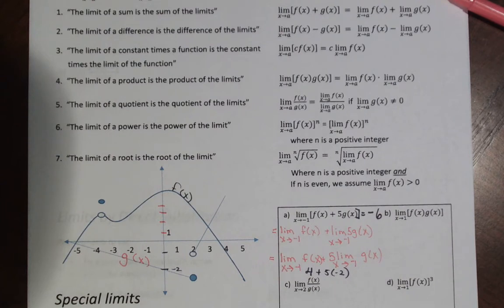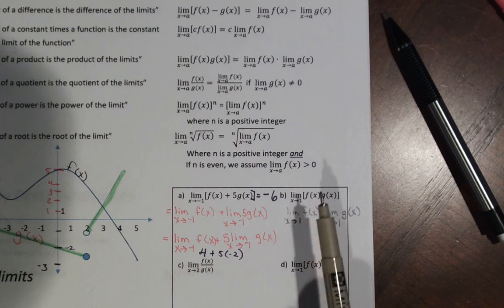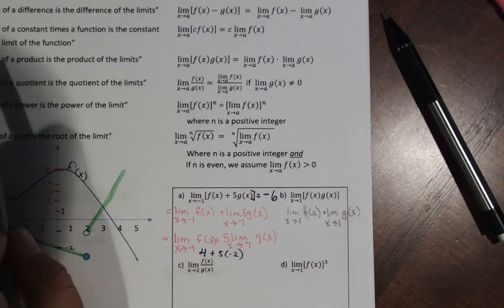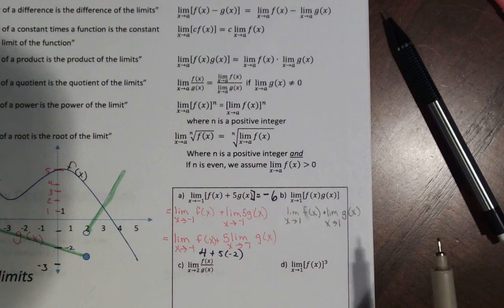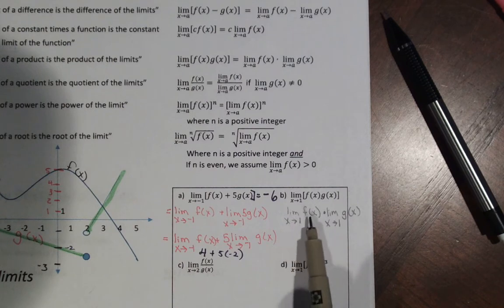All right. So when we look at B, we have the limit as x approaches 1 of f of x times g of x. Well, there we can use that the limit of a product is the product of the limits. So I could rewrite it as the limit as x approaches 1 of f of x times the limit as x approaches 1 of g of x.